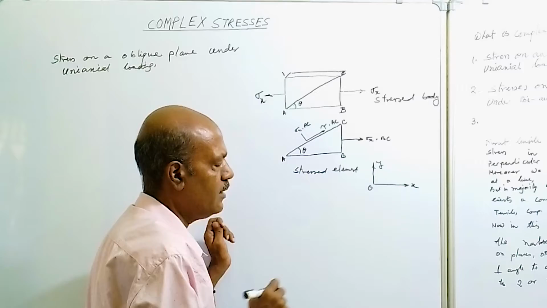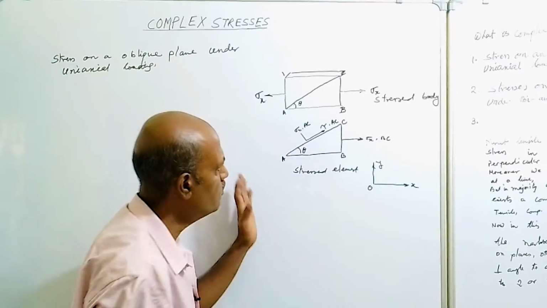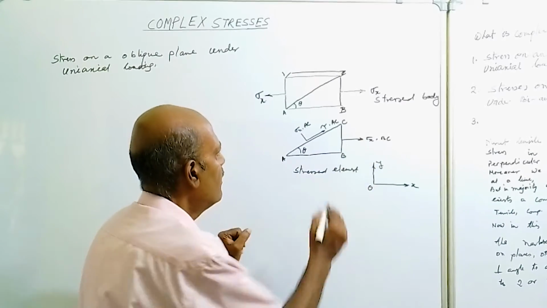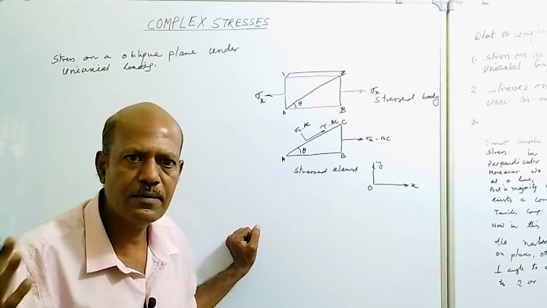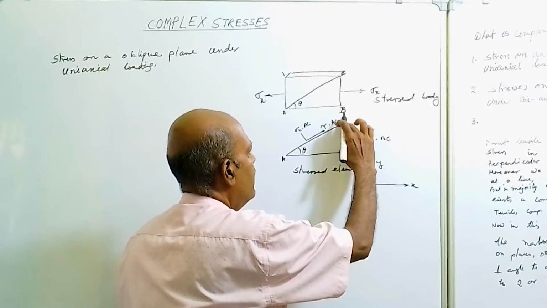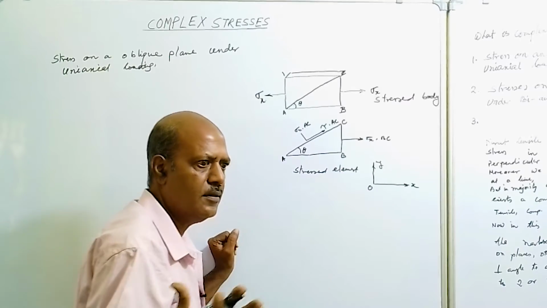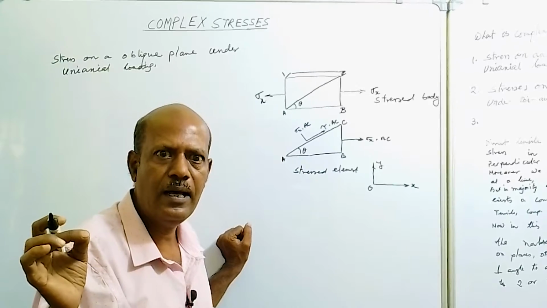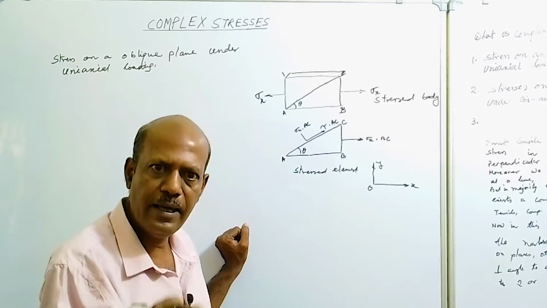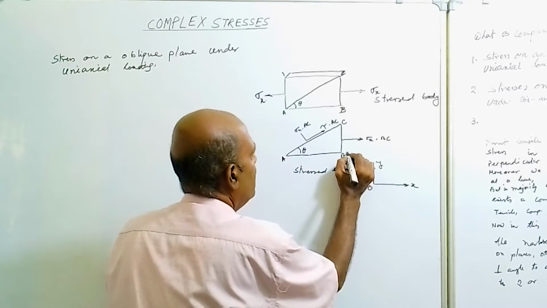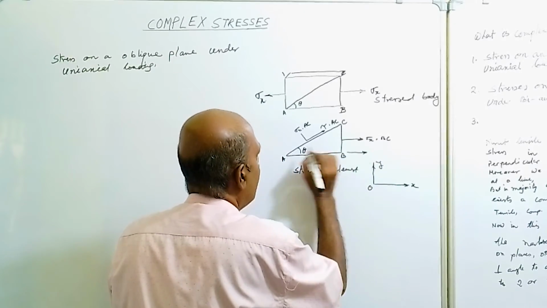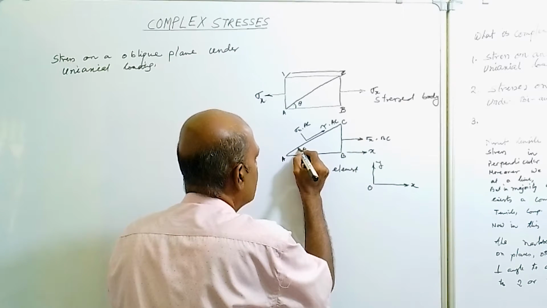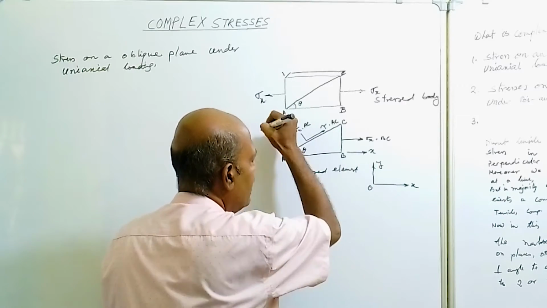This is the stressed element. In this stressed element, if we express the stress in terms of forces, then along the x direction, what is the load acting? Sigma x into this area, which is BC into 1, that is sigma x into BC. Similarly, the inclined plane is considered at an angle theta with the x direction in the anticlockwise sense.